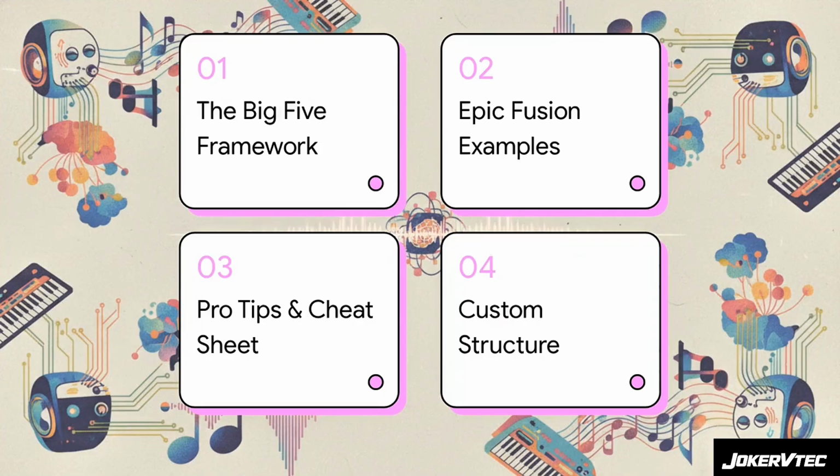Here is our masterclass syllabus for today. First, we've got the Big 5 framework. Second, 3 epic fusion examples. Third, some pro tips and a handy cheat sheet. And finally, custom structure and lyrics. All right, let's jump right in.